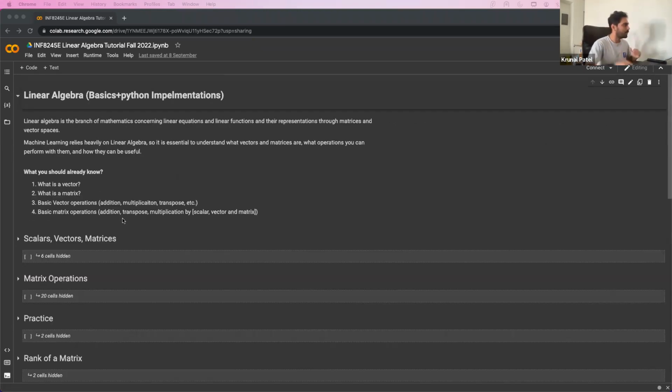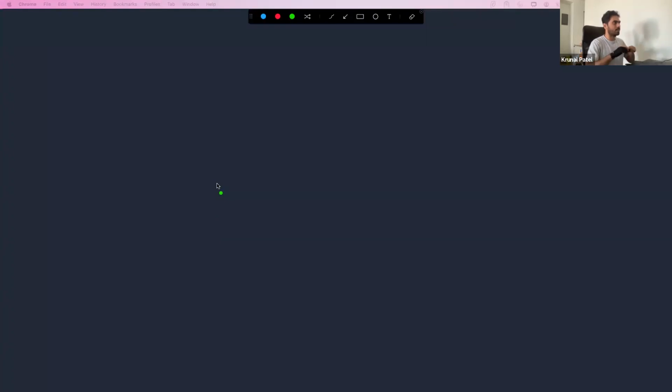Okay, so let's first start with scalars, vectors, and matrices. First of all, what basically is a vector? A vector is basically some sort of an arrow, right? This is pointing somewhere, and this is what we'll be using as a vector. And it is supposed to be in some sort of a vector space. How exactly is this vector space defined? We basically need some more vectors to define a vector space.